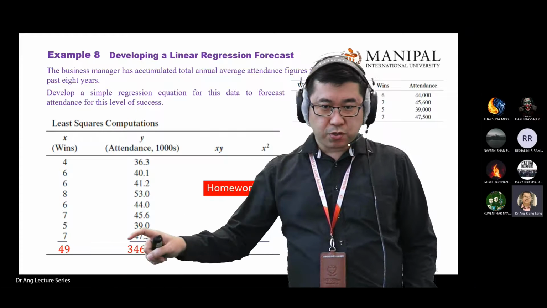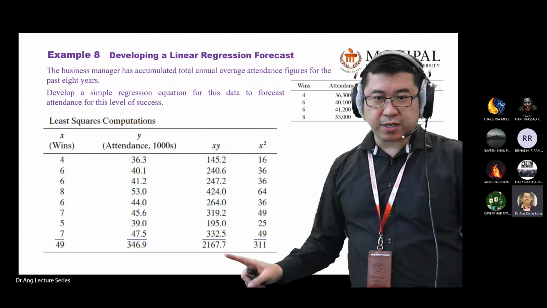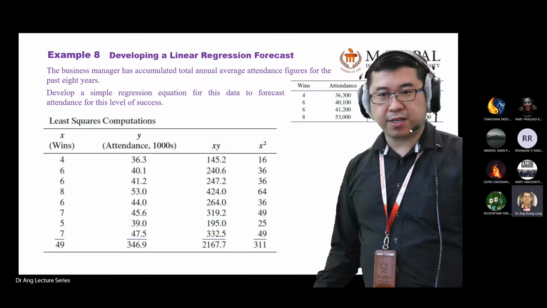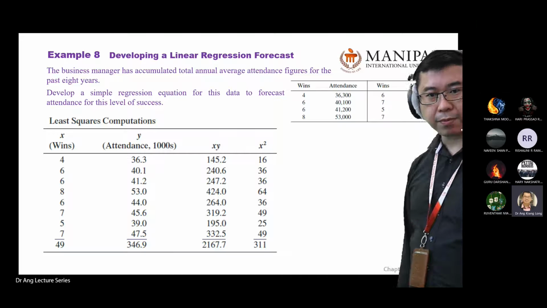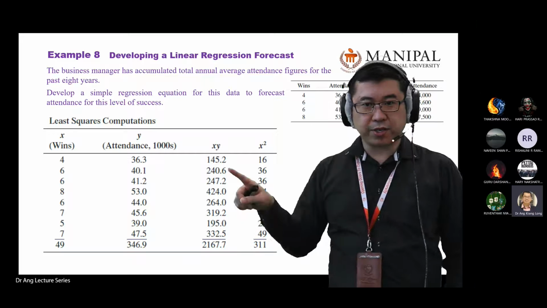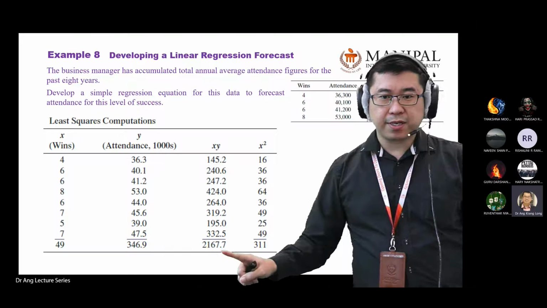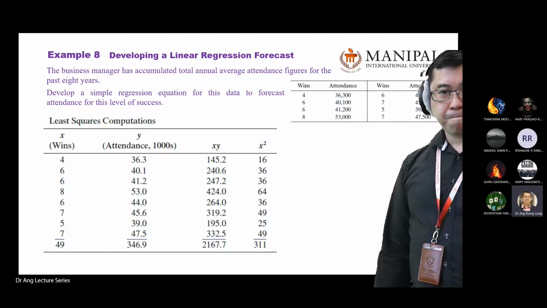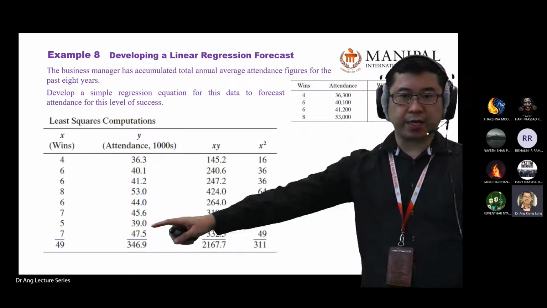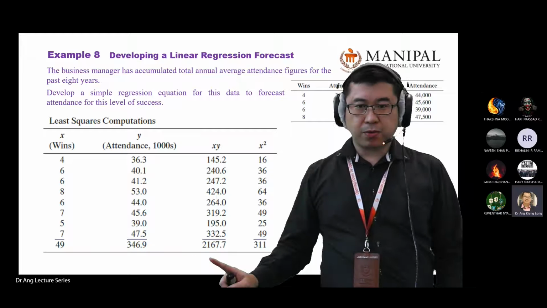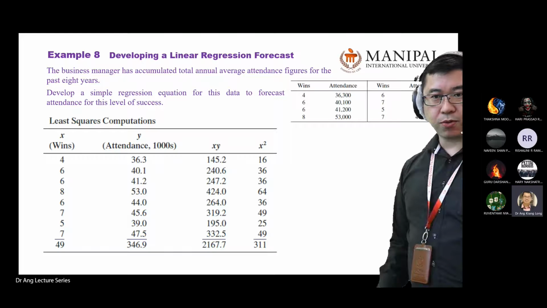49, 346.9, 2167.7, 311 for your x bar total, x square total. Okay, put all this. This one you can copy later. All right. Important is 49, this number, this number, this number. Yeah, 49, 346.9, 2167.7, and 311. Then I'll pull this table to the left-hand side of my screen.